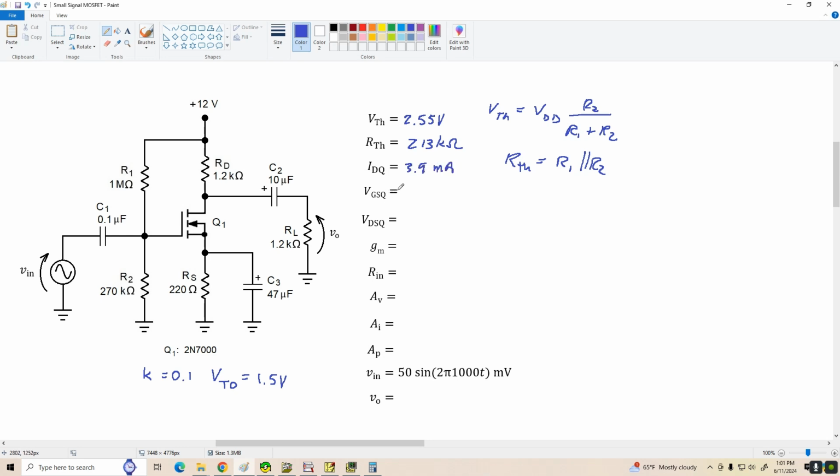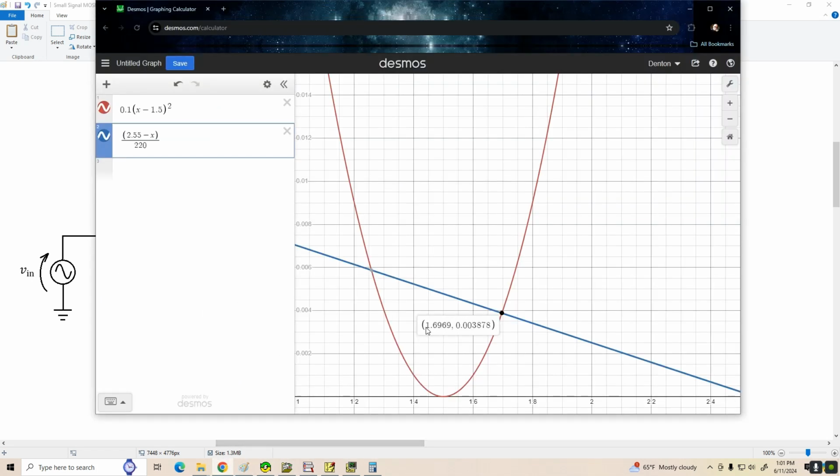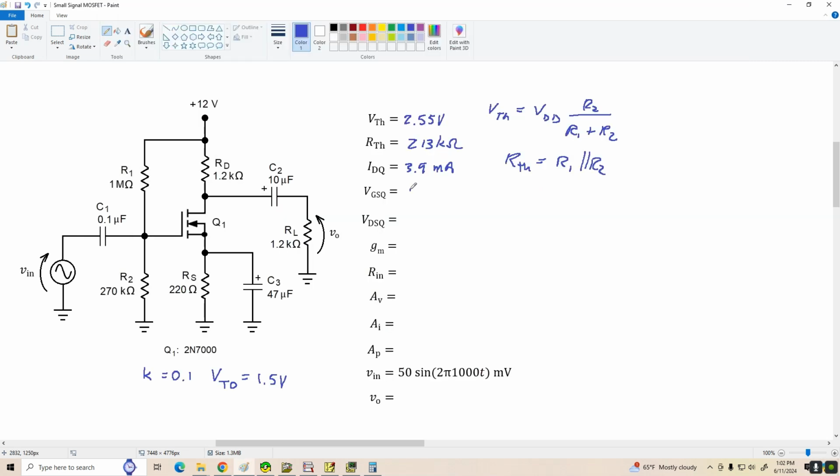The corresponding VGS we could find by doing ID times RS, or I'm just going to look at it here. We've got about 1.7 volts for VGS. Okay, so there's our Q point, 1.7 volts VGS, 3.9 milliamps for IDQ. Now VDS at the Q point, and notice I've appended the Q's here just because we're doing a Q point analysis. You don't have to do that.